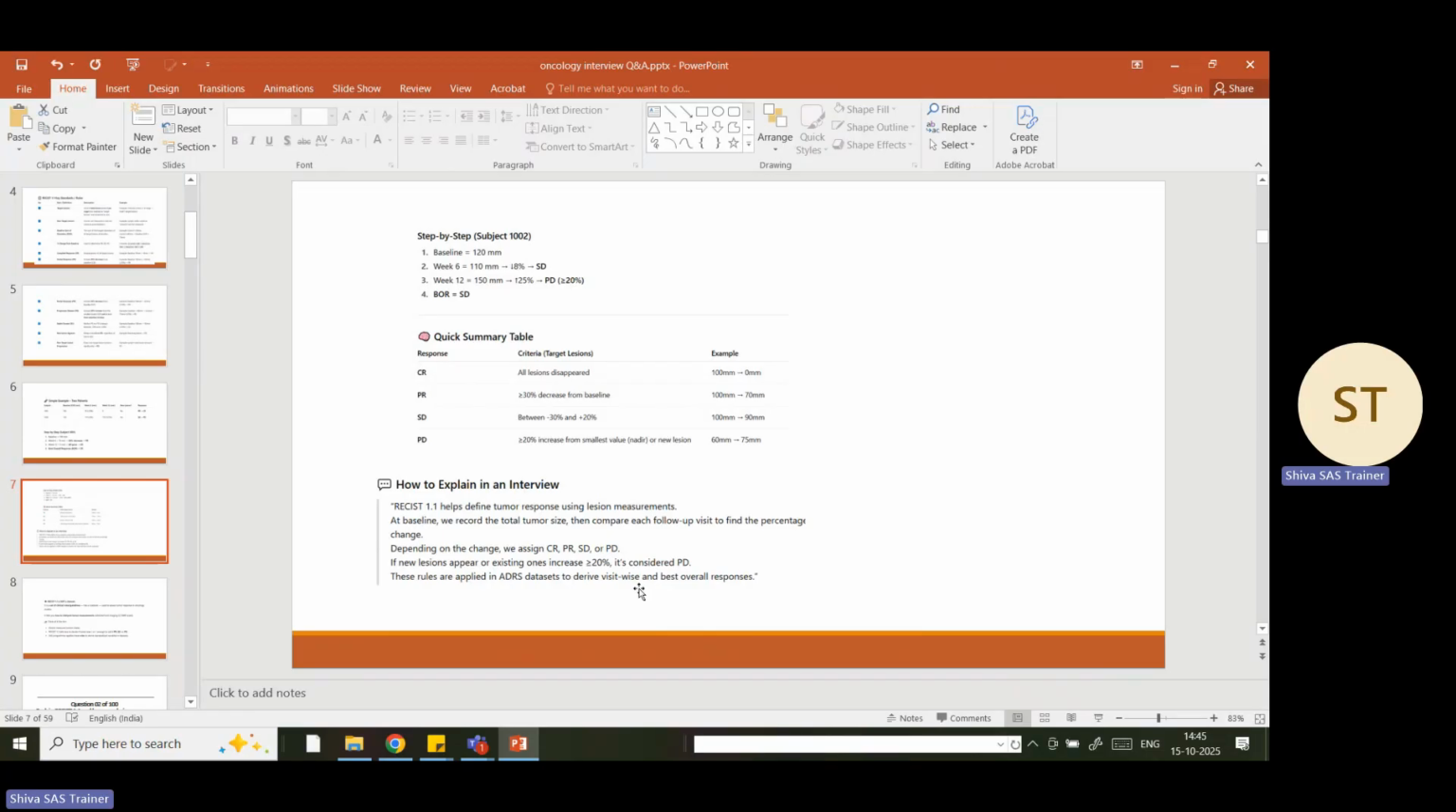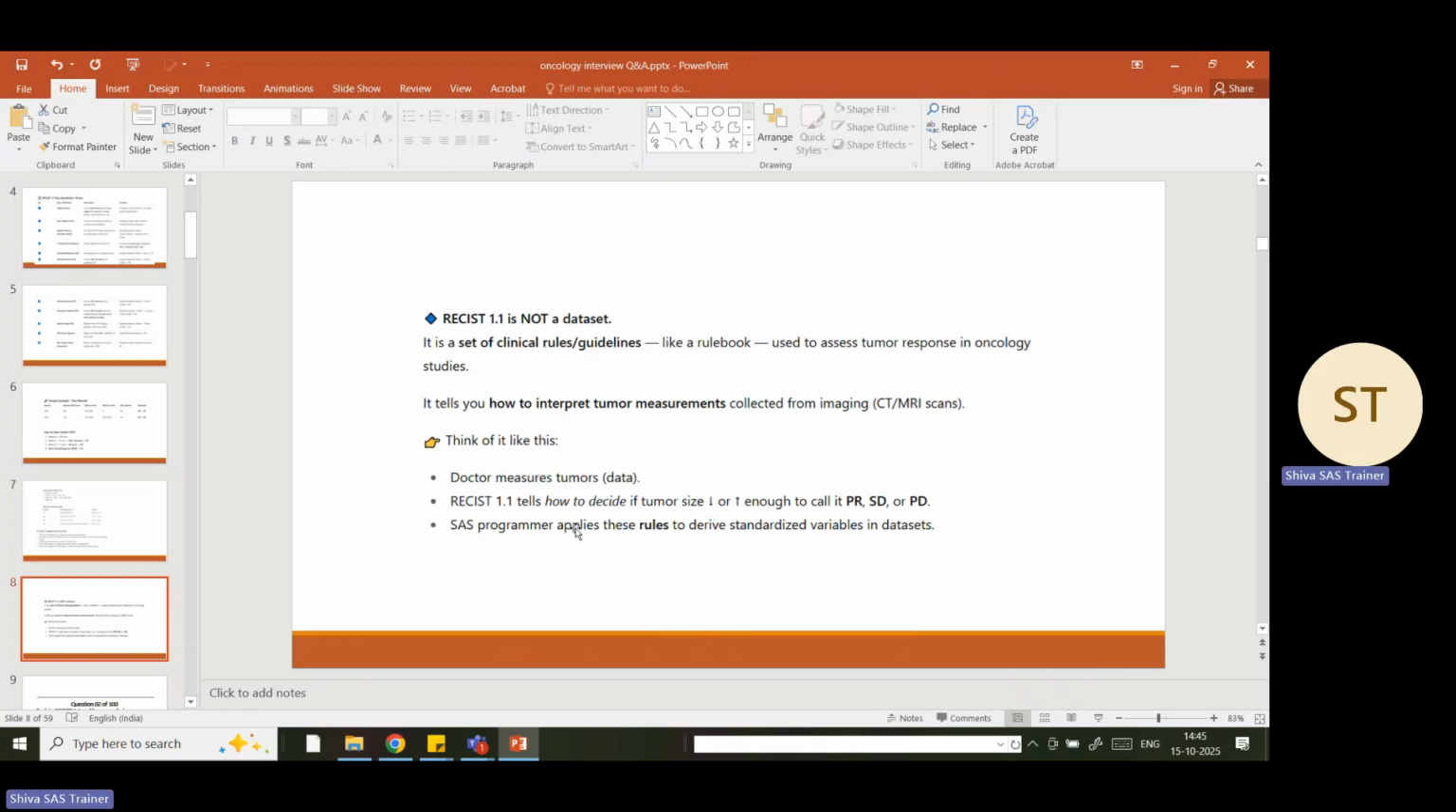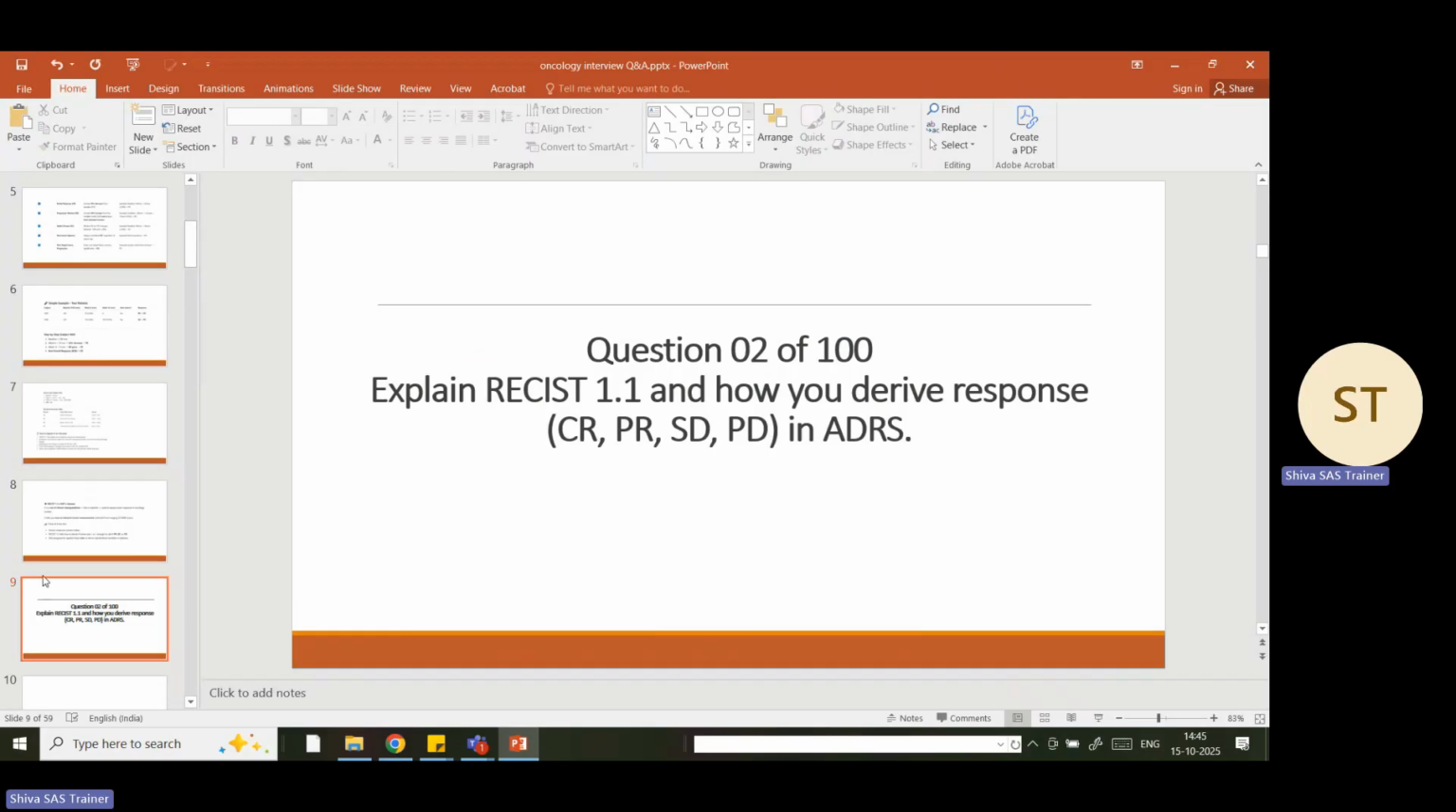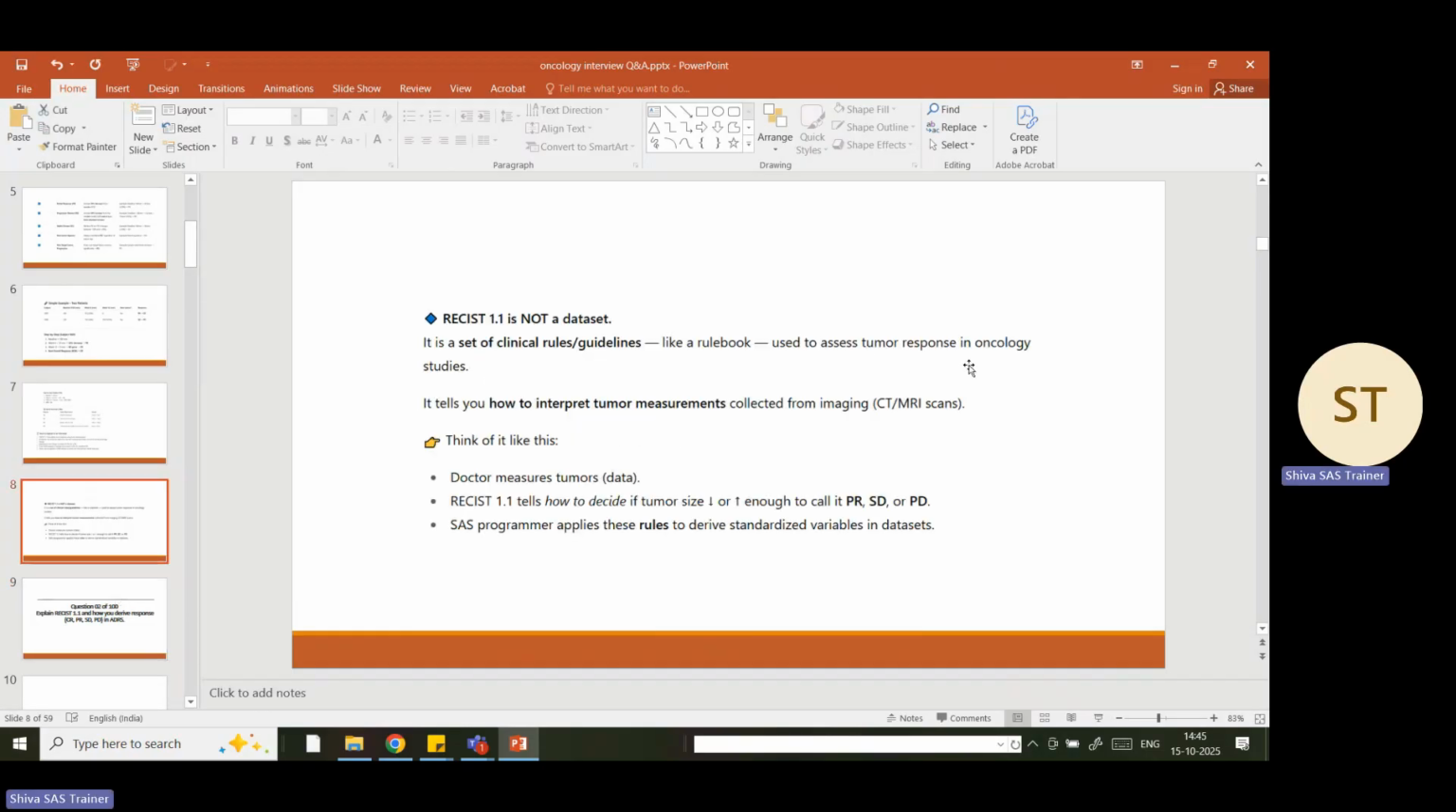ADRS dataset to derive the visit-wise best overall response. So finally, RECIST is not a dataset. It is a set of clinical rules and guidelines, like a rule book. It is used to assess the tumor size and tumor response in oncology studies. It tells how to interpret the tumor measurements collected from the imaging data. Think of it this way: the doctor measures the tumor, and RECIST 1.1 is applied to see whether the tumor size is decreasing or increasing. SAS programmers apply these rules to derive the standard variables in the dataset.